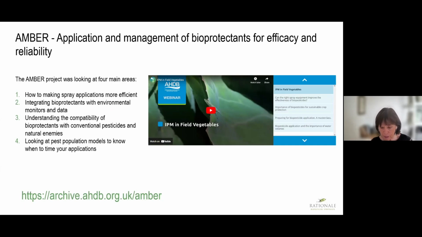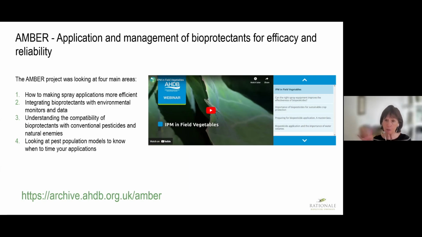And one of the things that might be very useful for this group is there was a UK project funded by growers, and it's called AMBER, the Application and Management of Bioprotectants for Efficacy and Reliability. And it looked at how to particularly make applications into greenhouses. And it was kind of a challenge between scientists and the growers, and some growers very kindly volunteered their farms for this project. And what we were looking at is if we can manage the timing of applications well and the way in which we apply biopesticides well, can we improve the reliability and the efficacy?